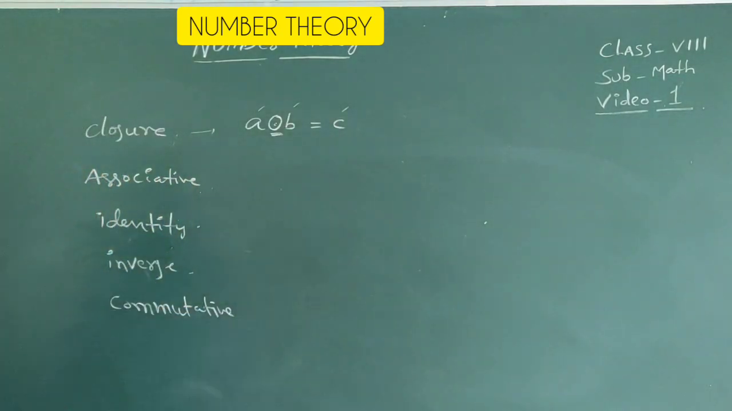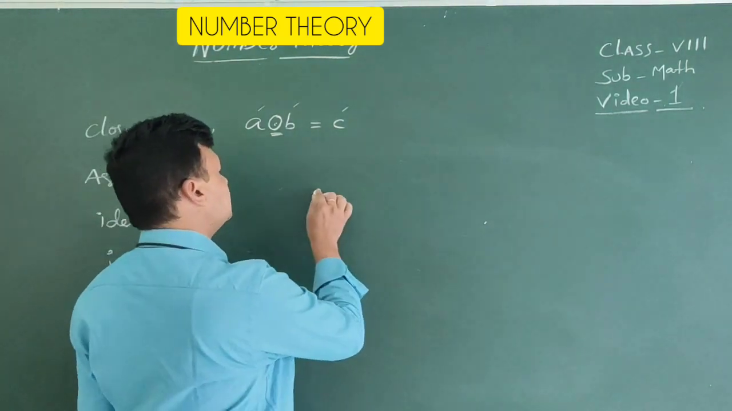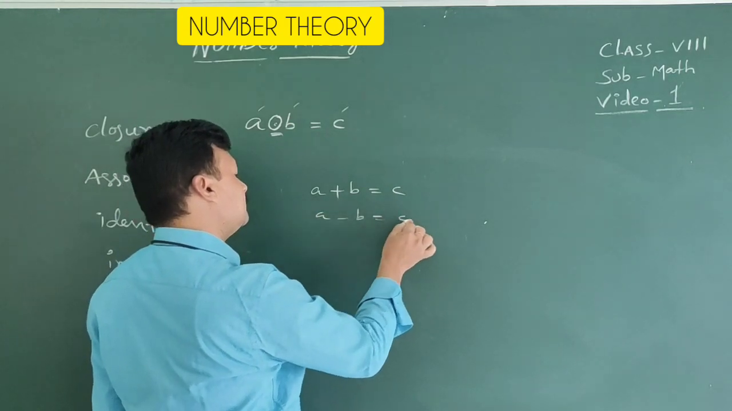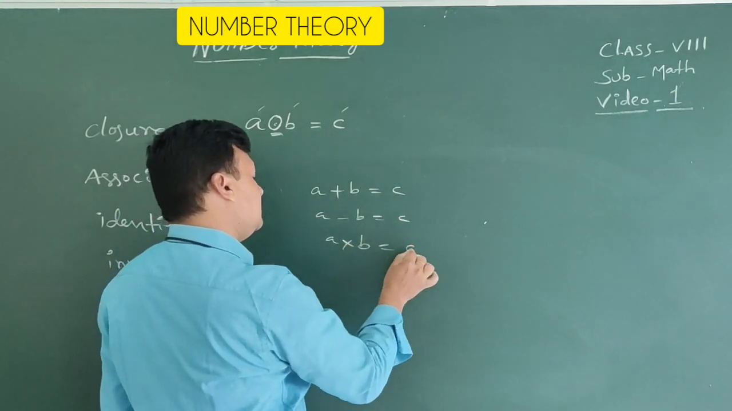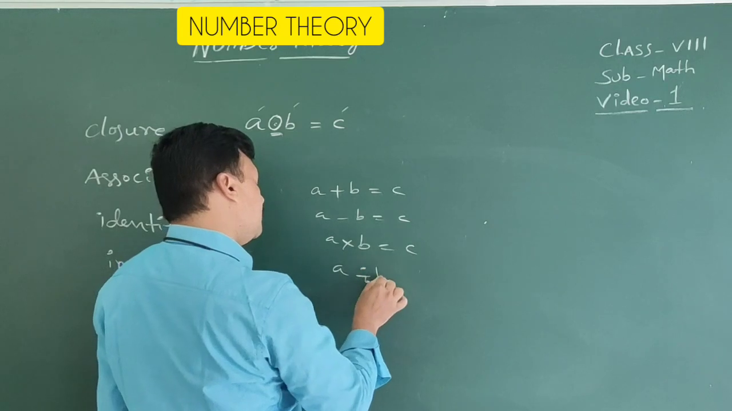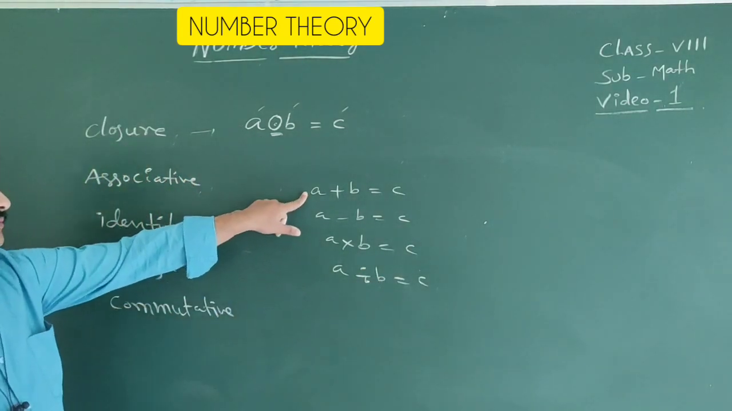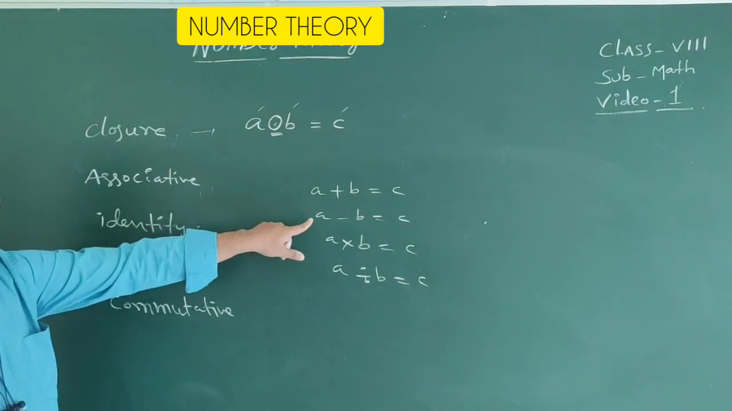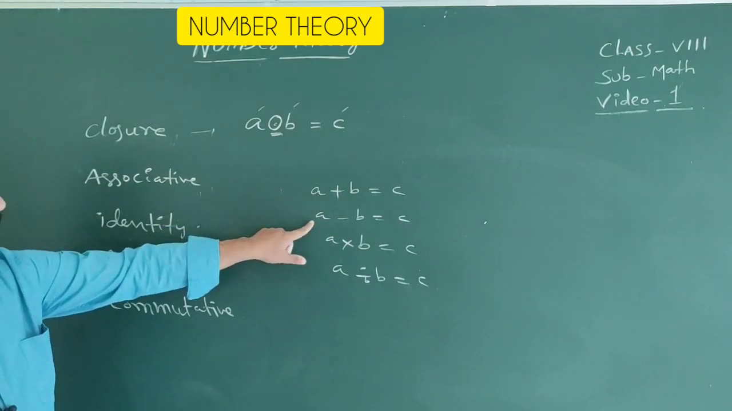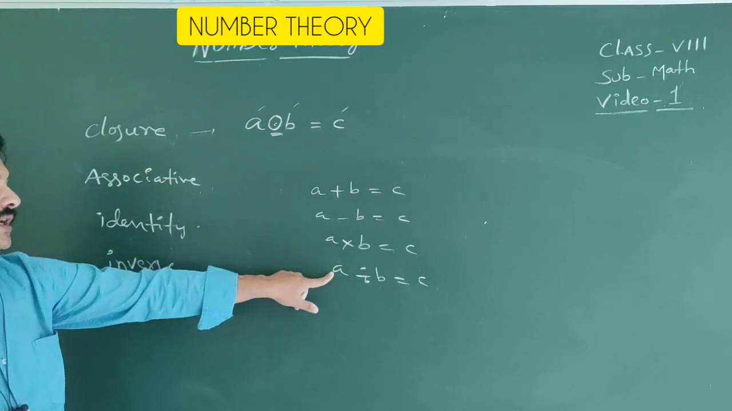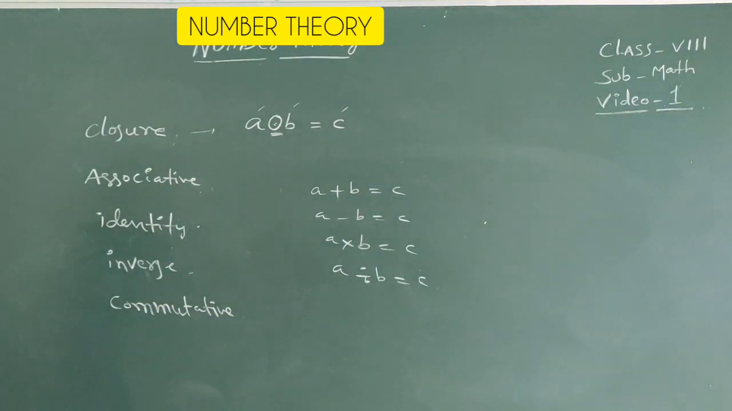Next, in the case of rational numbers, in terms of addition, subtraction, multiplication and division, we will get a rational number. That means the sum of two rational numbers is also a rational number. The difference of two rational numbers is also a rational number. The product of two rational numbers is also a rational number. The quotient of two rational numbers is also a rational number. So in all the cases we get a rational number.